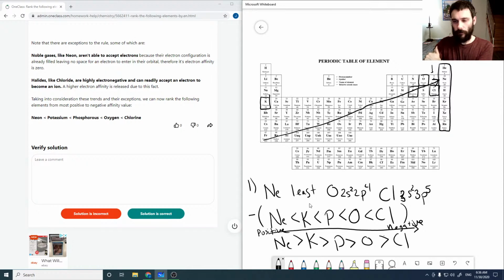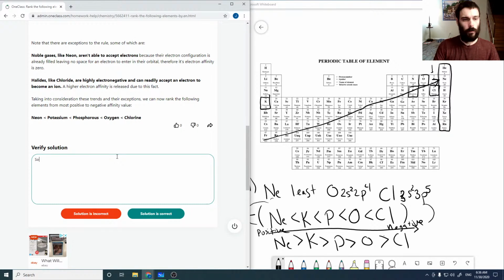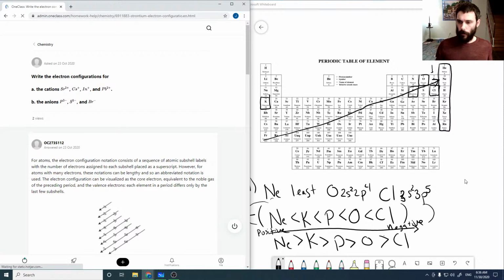So ranking it the way that I've shown originally, in this way is the better way. So neon is less than potassium, is less than phosphorus, is less than oxygen, is less than chlorine. So the solution is correct. All right. I'm going to leave it here.